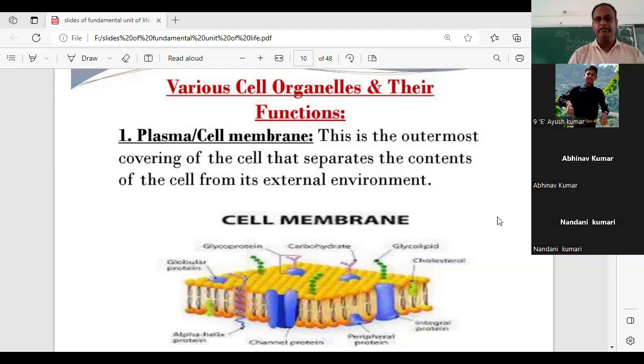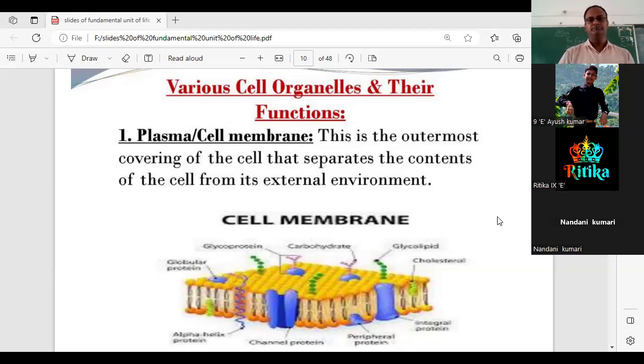Next, Ritika. Ritika also raised her hand. Ritika, you want to answer? Unmute yourself. Sir, it controls the entry and exit of the cell. Entry and exit of the cell or materials? Selected material. Selective material into and out of the cell. Very good, Ritika. Let me ask randomly some of the students who have not answered.